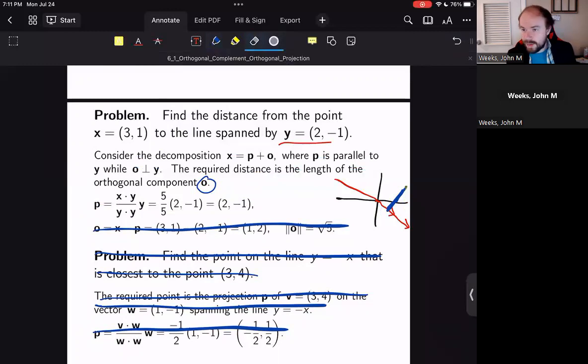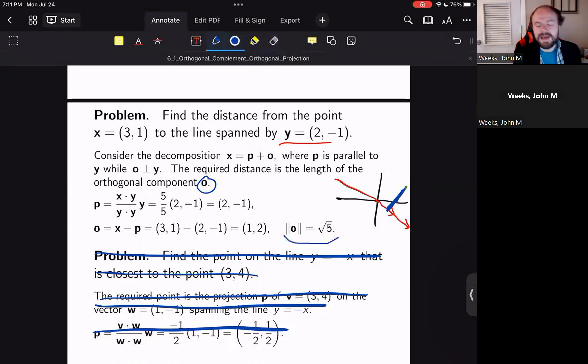We start by finding the orthogonal projection of the vector x onto the line spanned by y. That gives us the vector (2, -1). Oh, that's excellent. It's just the vector y itself. Then we go through and solve for O, and that gives us the vector (1, 2), once we subtract (2, -1) from (3, 1). And then if we take the square root of the sum of the squares of the components, we get the square root of 1 squared plus 2 squared. This gives us the square root of 5.